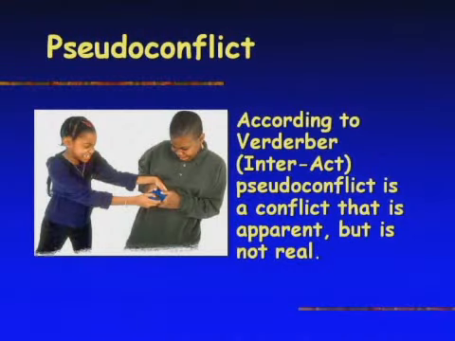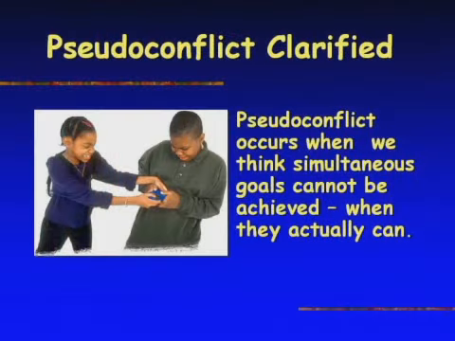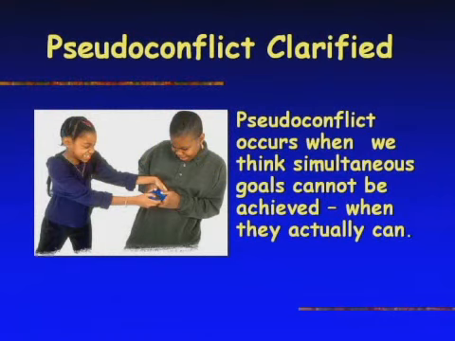What is pseudo-conflict? Rudolph Verderber, in his book Interact, describes pseudo-conflict as a conflict that is apparent but is not real. It is a conflict that you might even have interpersonally or intrapersonally. It's an occasion where you might believe that 2 situations cannot simultaneously be managed, and as a result, you work yourself into a frenzy. The key here, though, is pseudo is Latin for fake. It's a false conflict. Whereas we think 2 things can't be achieved, they actually can.